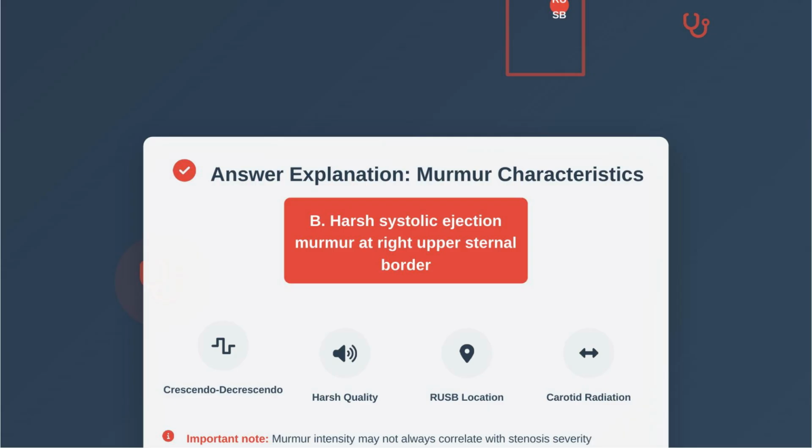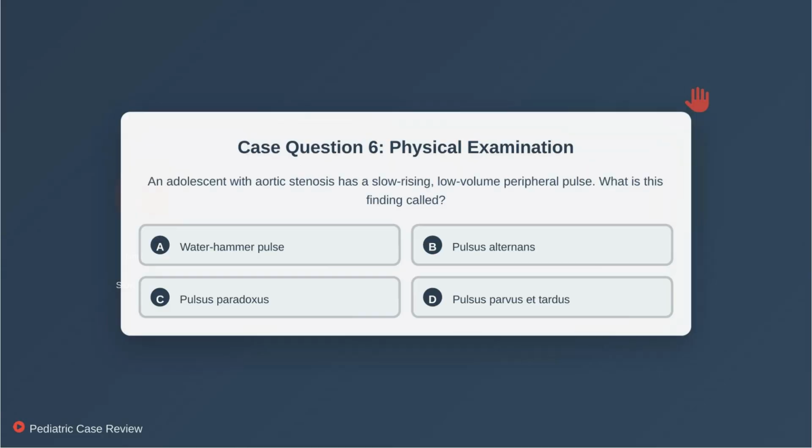Harsh systolic ejection murmur at right upper sternal border. Aortic stenosis produces a characteristic crescendo systolic ejection murmur best heard at the right upper sternal border with radiation to the carotid arteries. Importantly, murmur intensity may not always correlate with stenosis severity, as flow across the valve diminishes in severe cases.